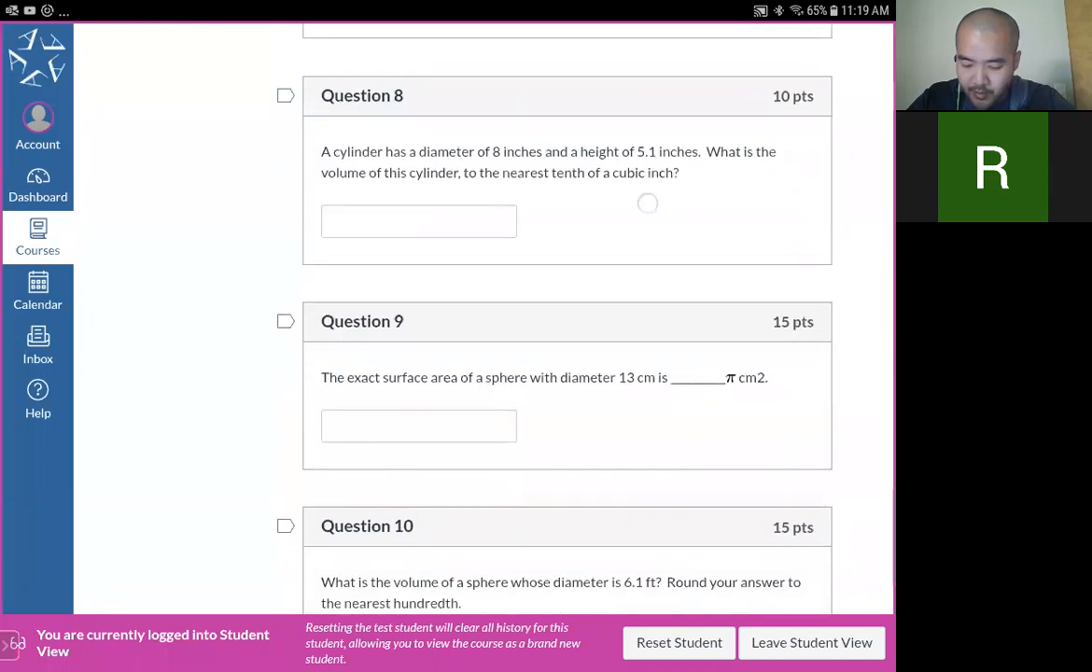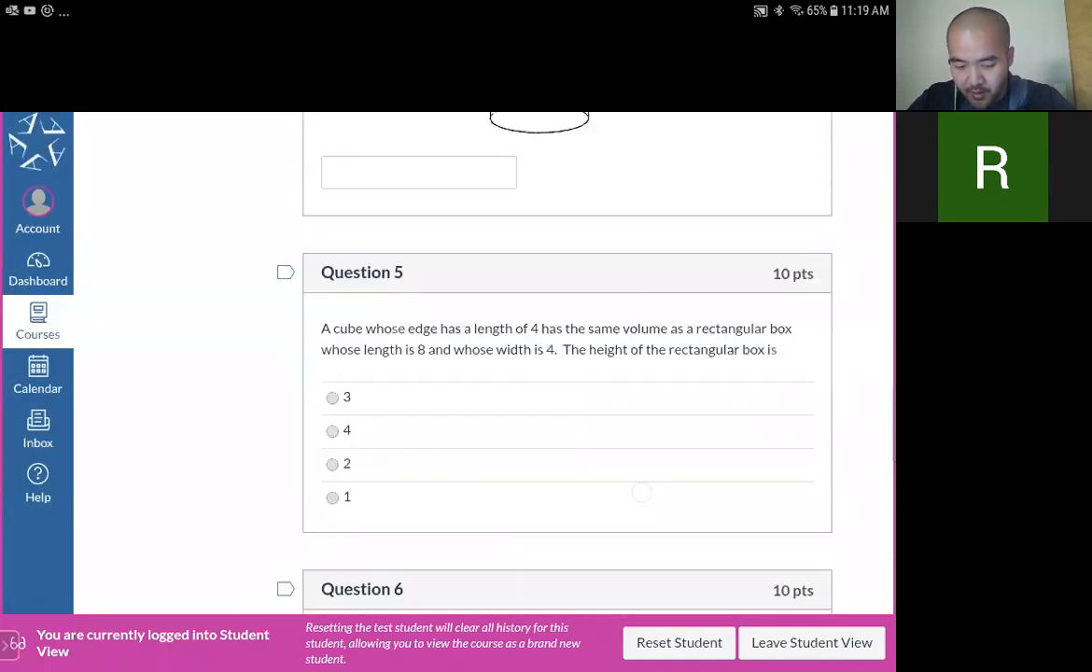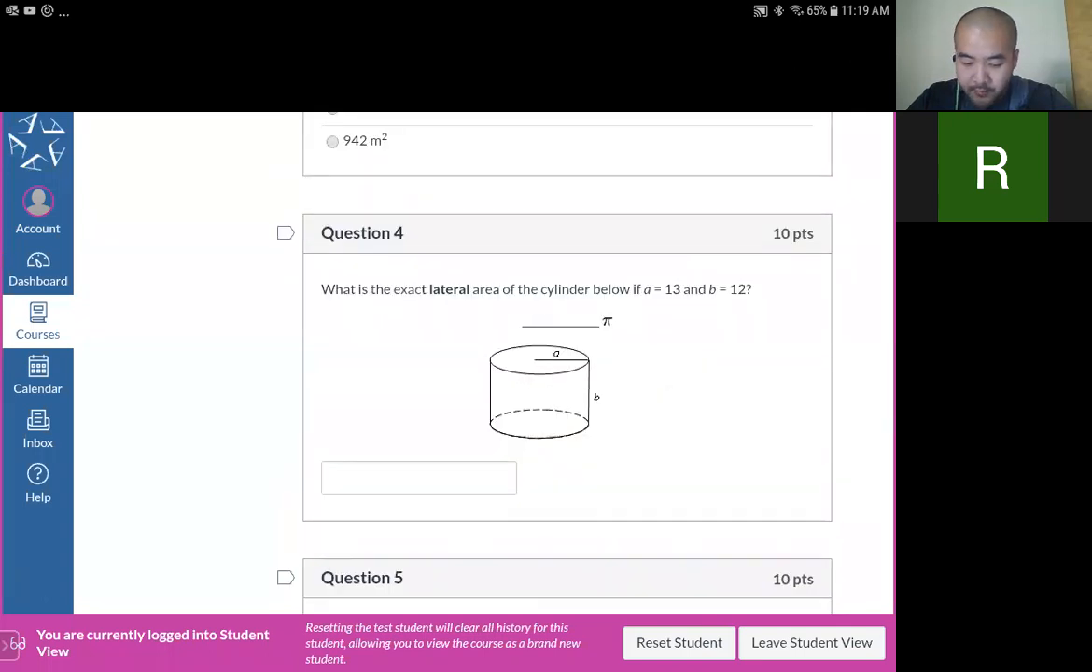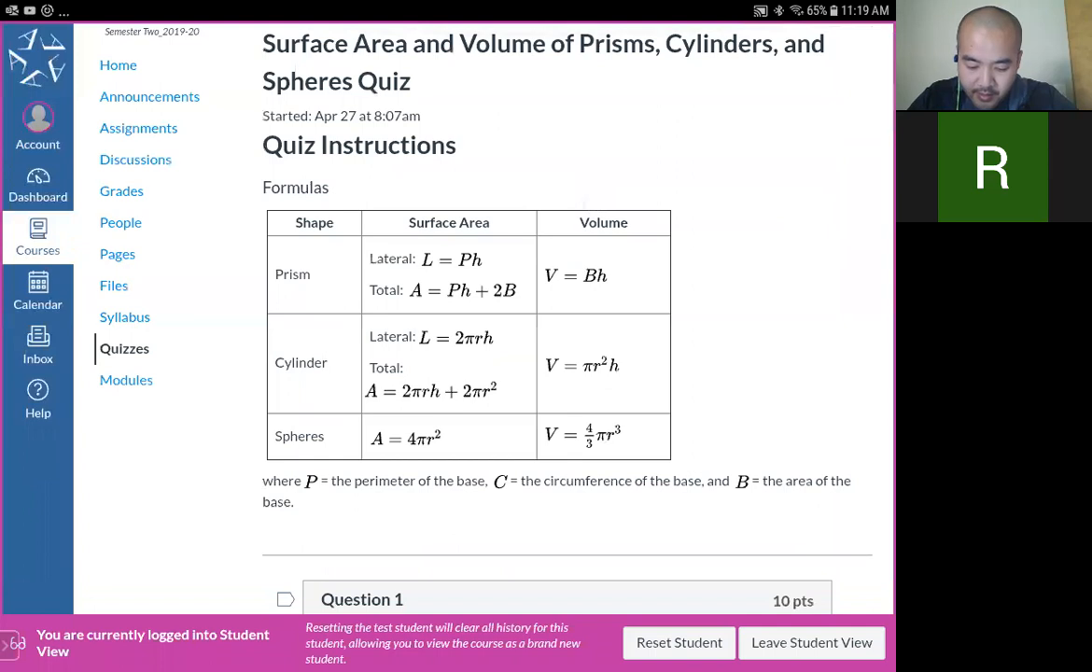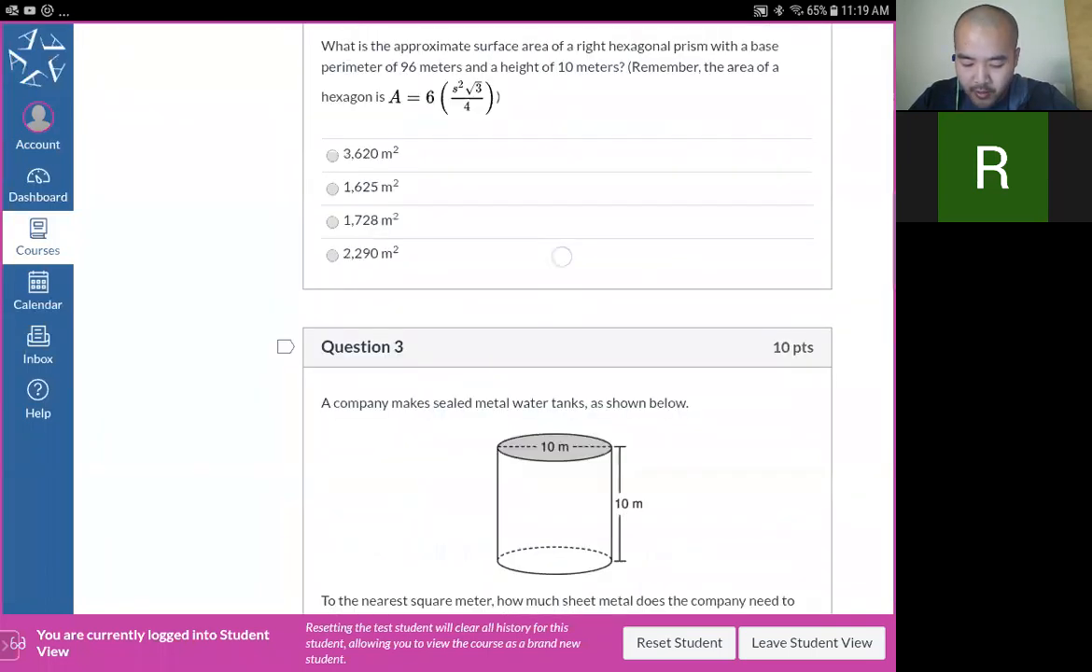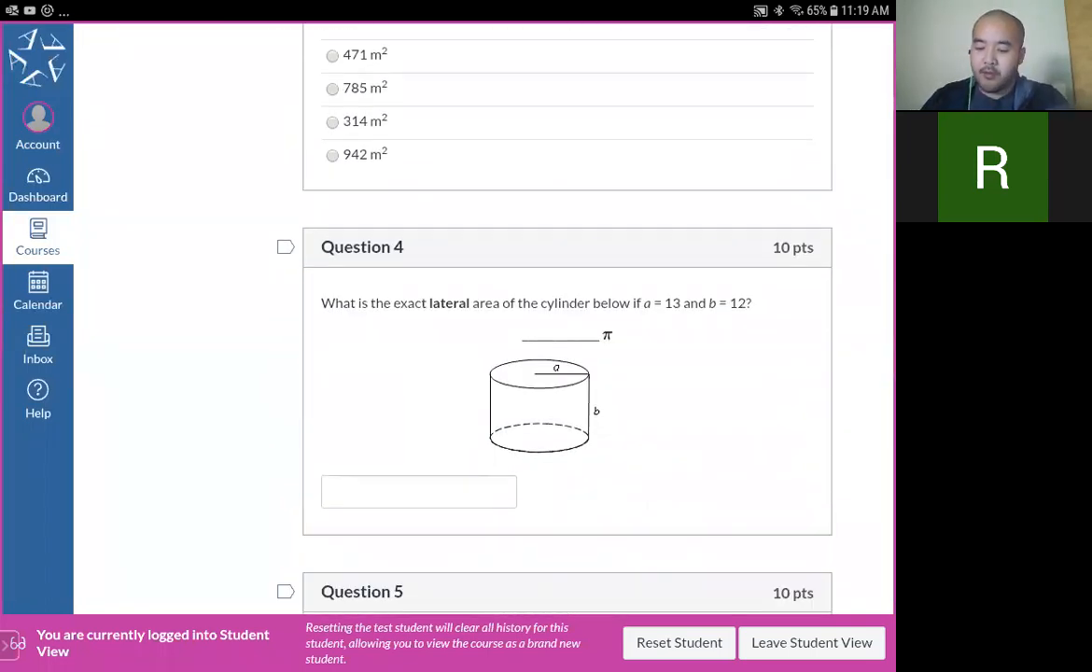Okay, so this is important. I went over this before I started this video, but number 4 here, it's asking for exact lateral area. You'll notice that the pi is already here. So when you use this formula for lateral area of a cylinder, just don't put the pi in. Just do 2 r h. So for number 4, if you type it out, it's going to be 2 times pi times radius is 13, height is 12.